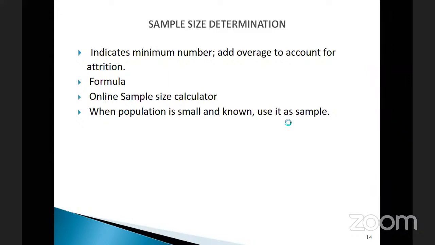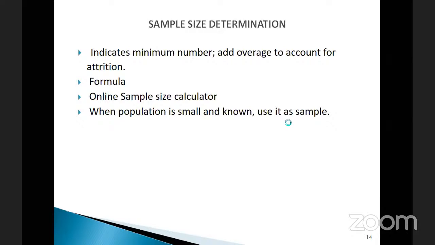Now, sample size determination. What is the essence? You have to know that when we talk about sample size in research, it simply tells you the minimum number. And if you determine your sample size to be 100, what it means is that the minimum number for the result you are looking for should be 100.